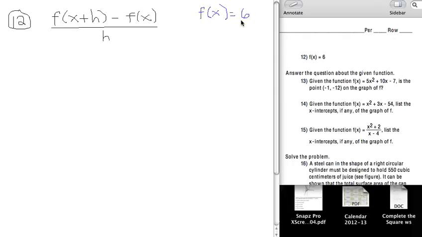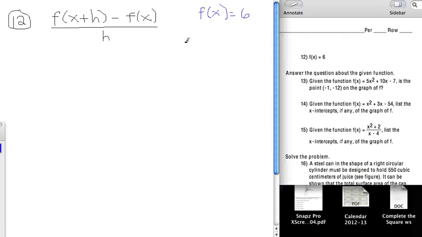F of x is equal to 6, which means that the value of the function remains constant despite what the input is. In other words, no matter what x you plug in, you're going to get 6 out. You plug in a 1, you get 6. You plug in a 5, you get 6. You plug in 0, you get 6. No matter what you plug in, you get 6.